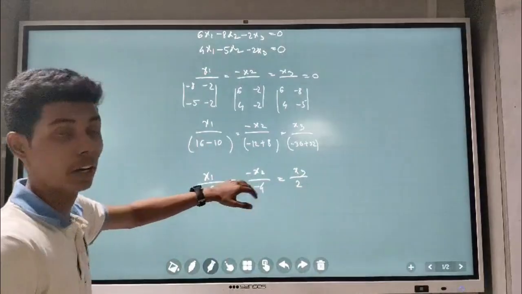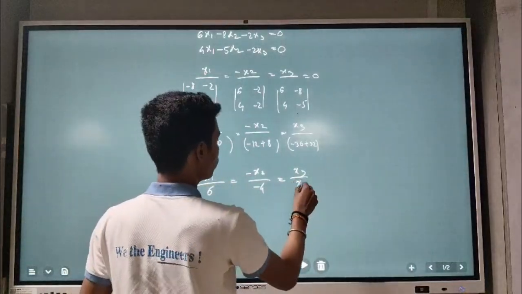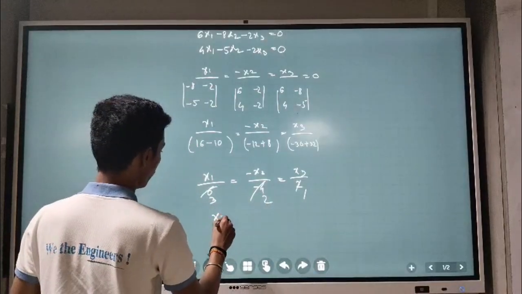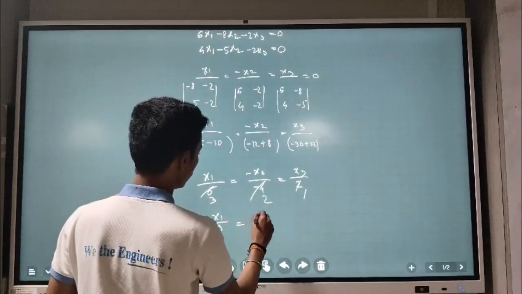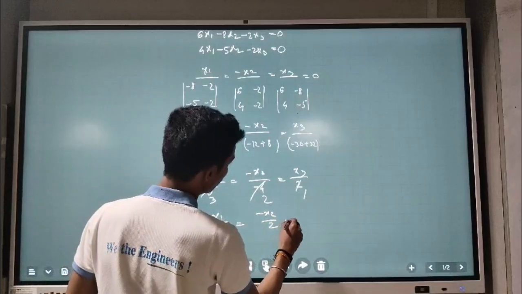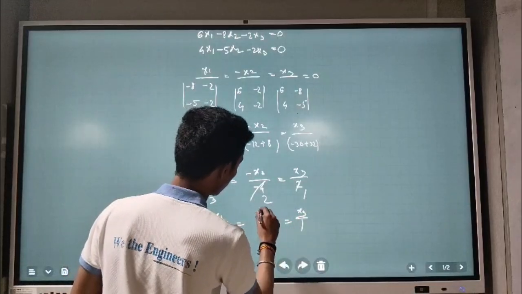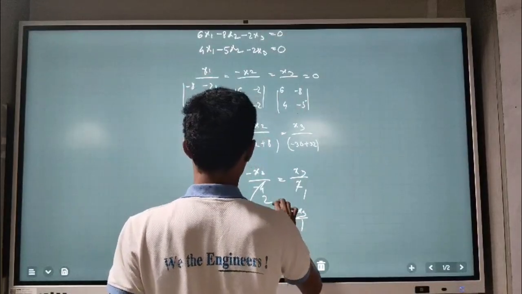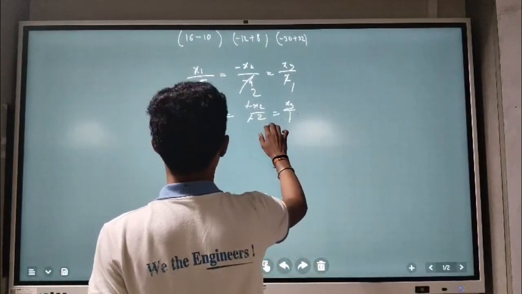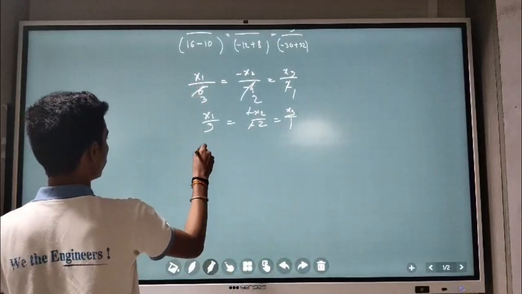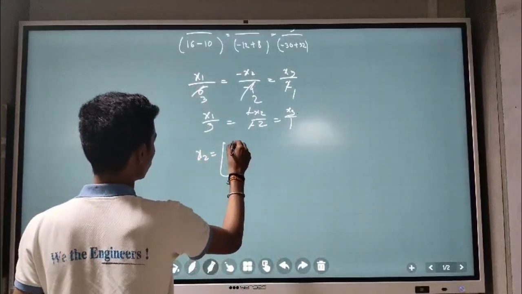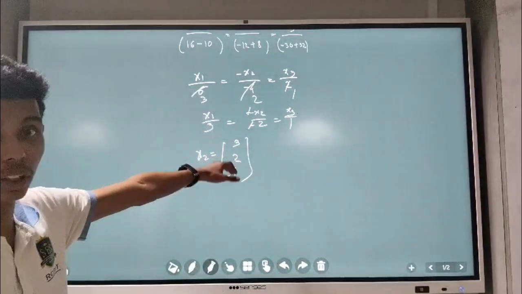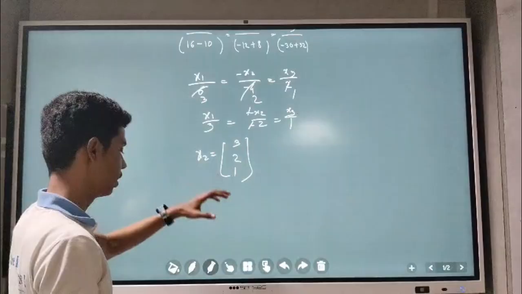Then all of this we divide by 2: 2 ones is 2, 2 twos is 4, 2 threes is 6, so we get the values x1 is 3, x2 is 2 and x3 is 1. So the minus signs cancel. So we get the x2 equation as 3, 2 and 1. Then we proceed the same way for the third equation.